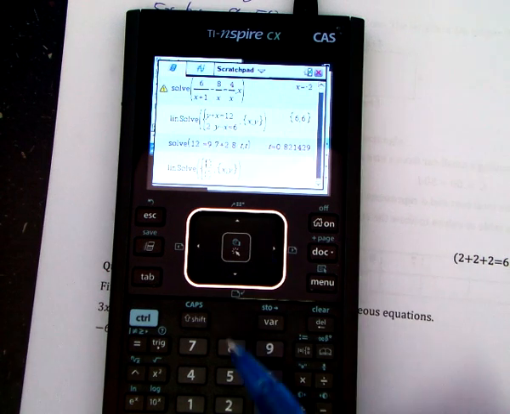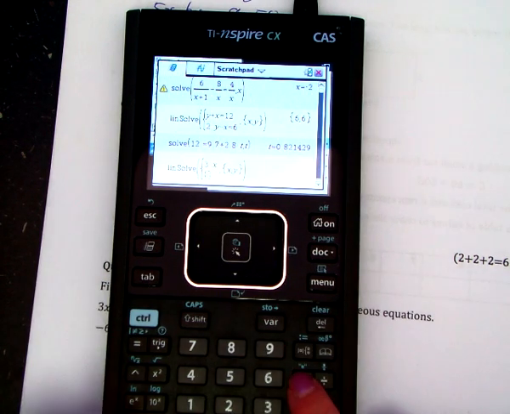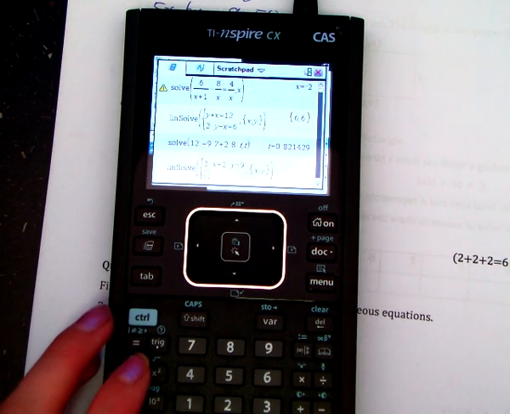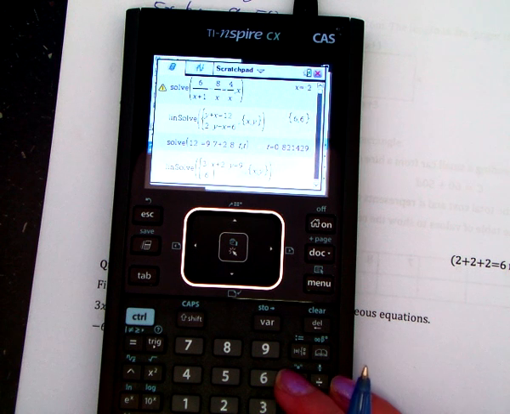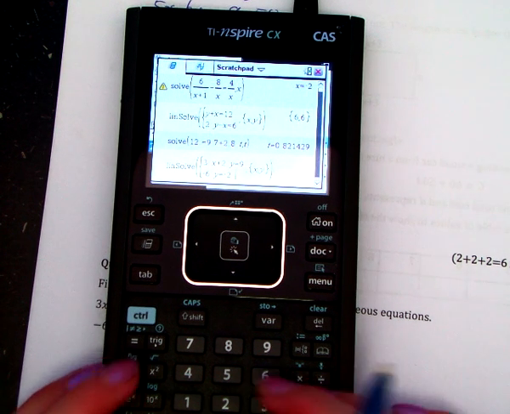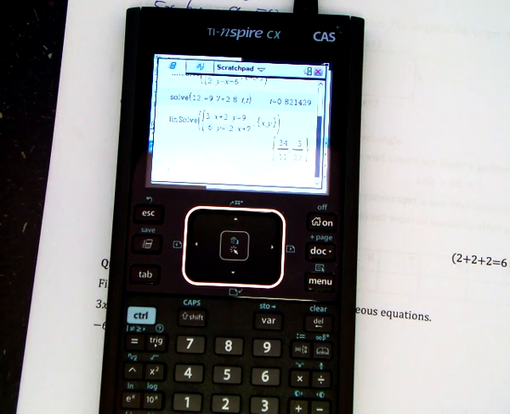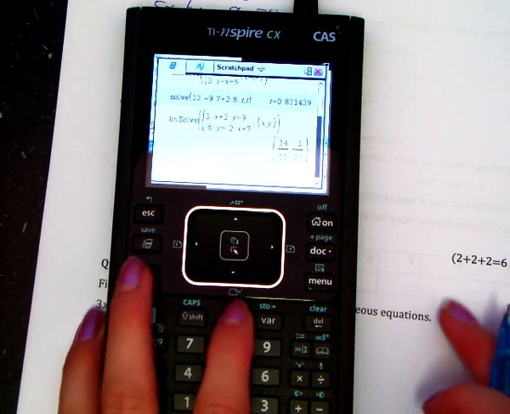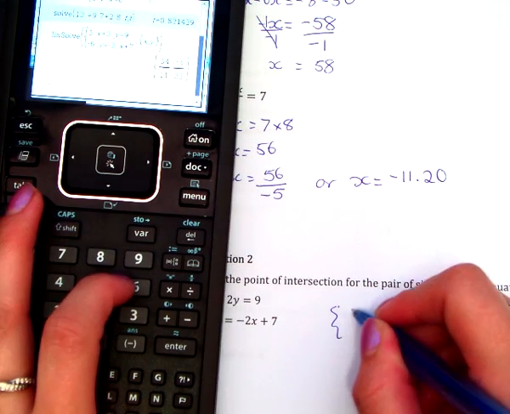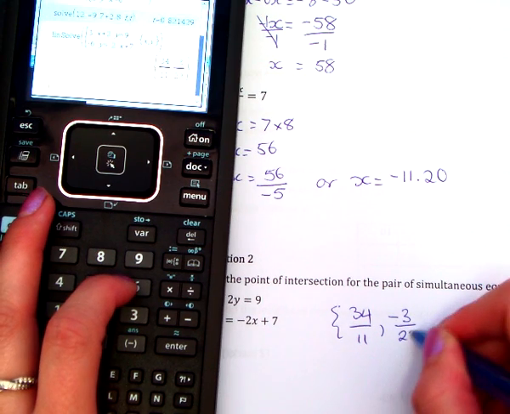When our linear solve function opens up, we put our first equation in our first box, so 3 times x plus 2 times y equals 9, and negative 6y equals negative 2 times x plus 7. Okay, pressing enter on that will give us our two solutions. So we've got 34 over 11 and negative 3 over 22.